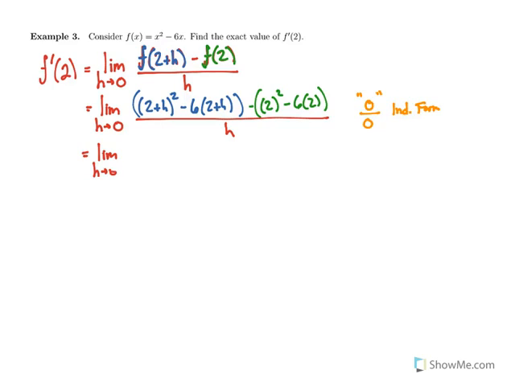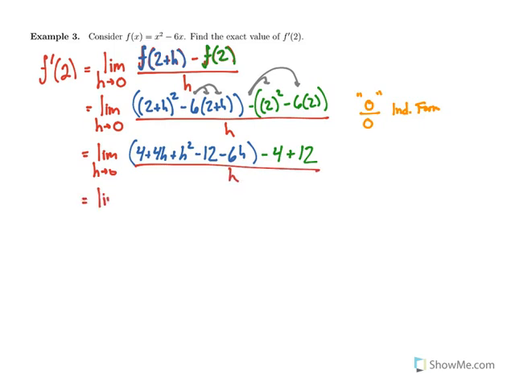We have 2 plus h squared is going to be 4 plus 4h, 4 plus 4h plus h squared. We're going to distribute the negative 6 to both those terms. It's going to be minus 12 minus 6h. And then we have here minus 4 plus 12, distributing the negative to both terms. We distributed the 6 to both terms, negative 6, and we have everything over h.